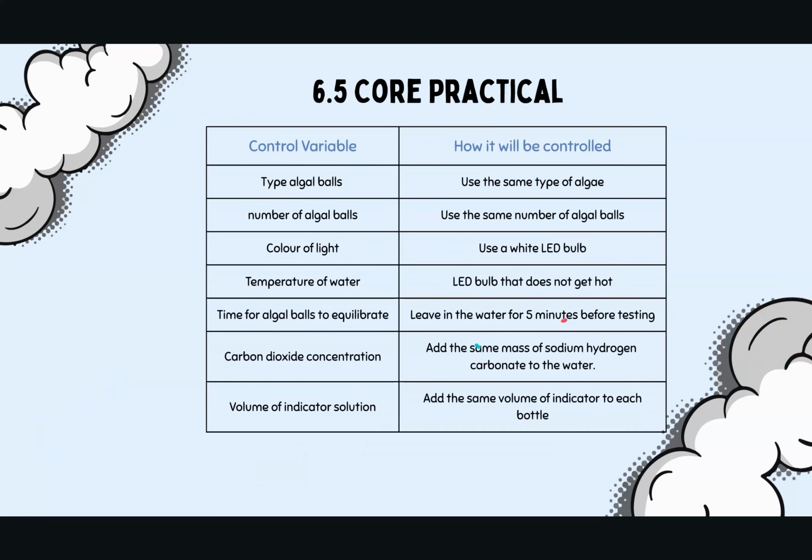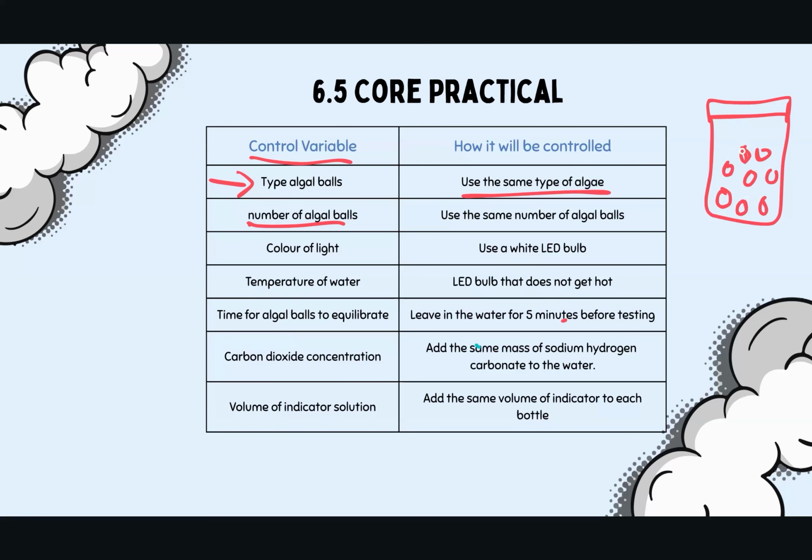So things to keep in mind when you're writing about this exam is your control variables. Now, the type of algal balls needs to be kept the same. So we keep the species of algae the same. The number of algal balls, because you know that little tube I just showed you with a lid that screws on at the top, you would put 10, 15, 20 algal balls in each one. So you have to decide on a number.